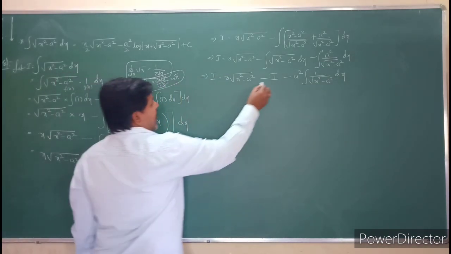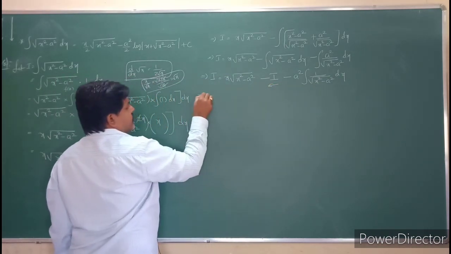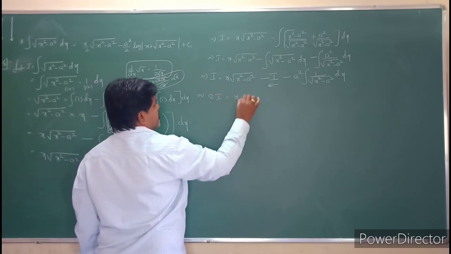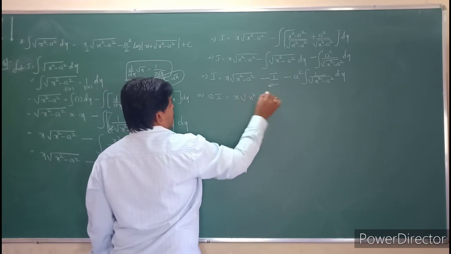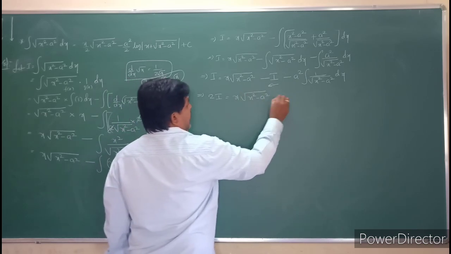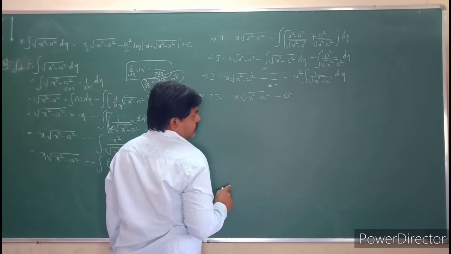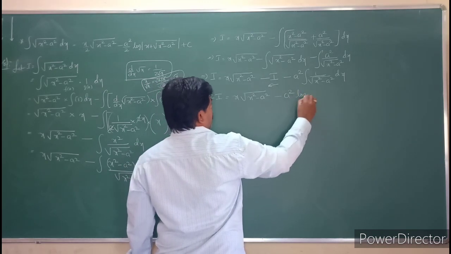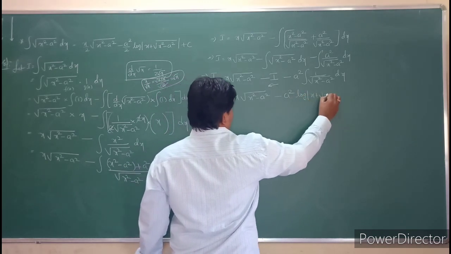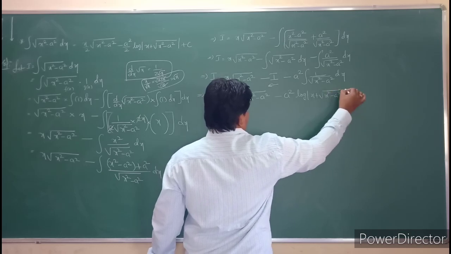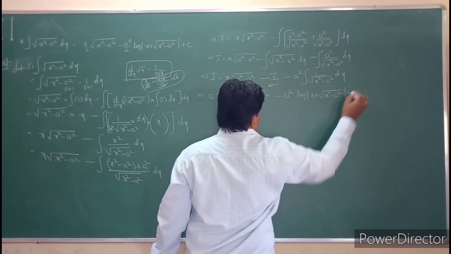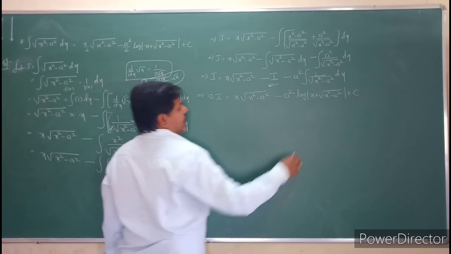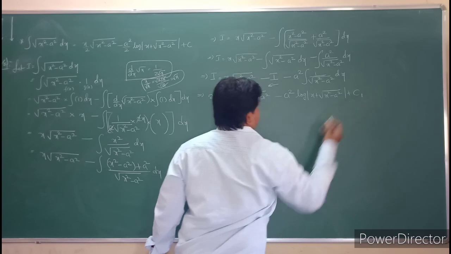So take this minus I to this side. So what happens? If we take this I to this side, it will become 2I is equal to x into root of x square minus a square minus a square. So what is this formula? Integral 1 by root of x square minus a square is nothing but log mod x plus root of x square minus a square plus c. So we can take it as a C1 also. Nothing will happen. That is a C1.